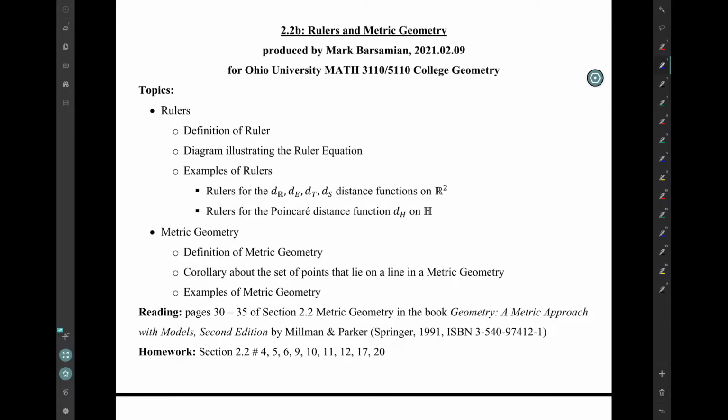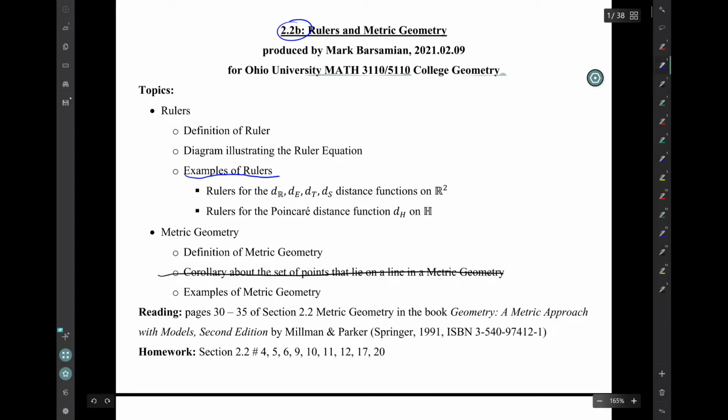This material is produced for Ohio University Math 3110-5110 College Geometry. The topics for this video, rulers and metric geometry, are from section 2.2. I'll be discussing the definition of ruler, diagrams illustrating the ruler equation, examples of rulers, and then I'll introduce what's called metric geometry. There's a typo here. I won't be discussing that.